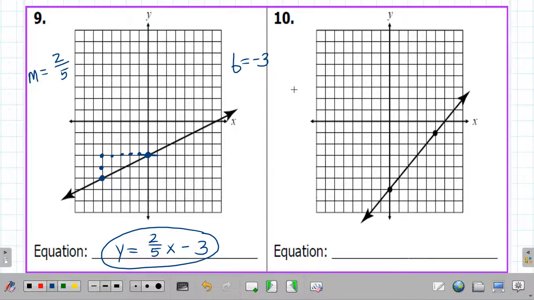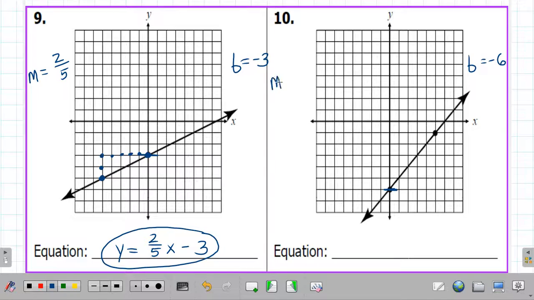Okay. Number 10, very similar. I did want to point out too, this does have a positive slope, so always keep that in mind because it is important whether your slope is positive or negative. Both of these, 9 and 10, both slopes are positive. Okay. But first things first, I'm going to do the easy part. What's b? Well, b is going to be, in this case, 1, 2, 3, 4, 5, 6. So it's going to be negative 6 because I have to go down negative 6, okay, in the y direction.